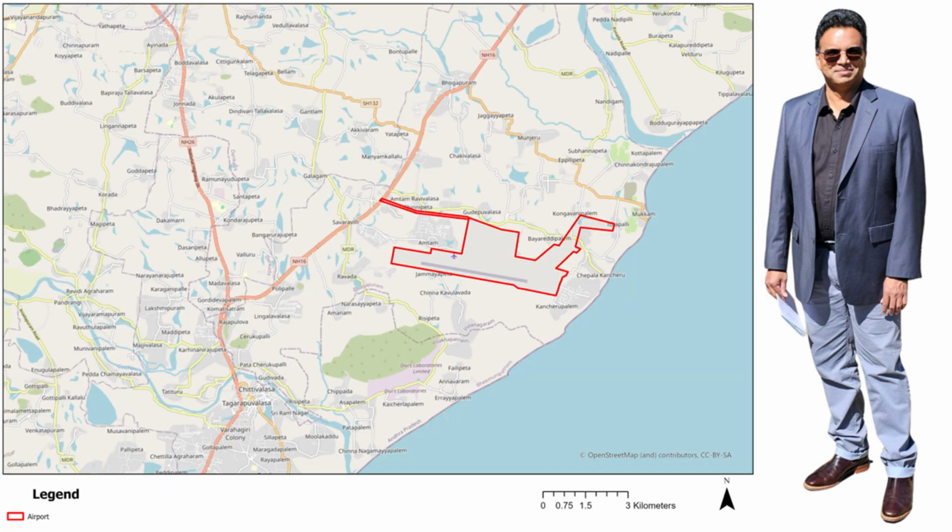This slide presents a detailed map of the airport site. The red line outlines the airport's boundary, highlighting its total extent along with the connecting road leading to National Highway.